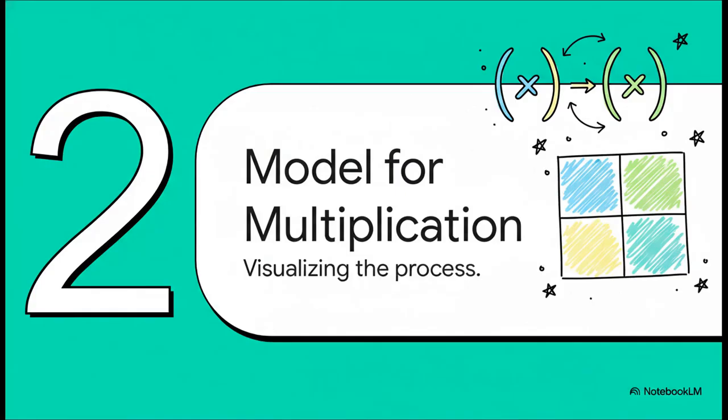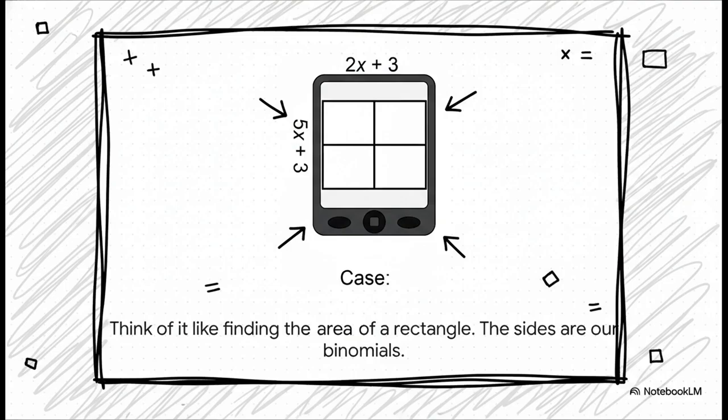Okay, but now that we have two binomials, things can get a little messy. There's just more pieces to keep track of. So we need a good, solid way to organize ourselves. And you know what? A visual model is perfect for this. Let's picture it like this. Think about finding the area of a simple rectangle. You already know the formula, right? It's just length times width. Well, we can actually imagine that one of our binomials is the length and the other one is the width.